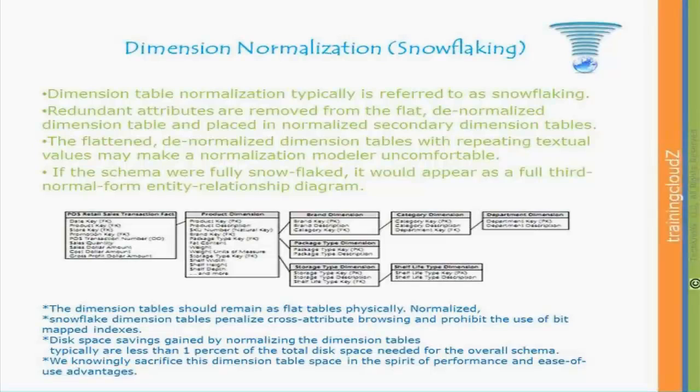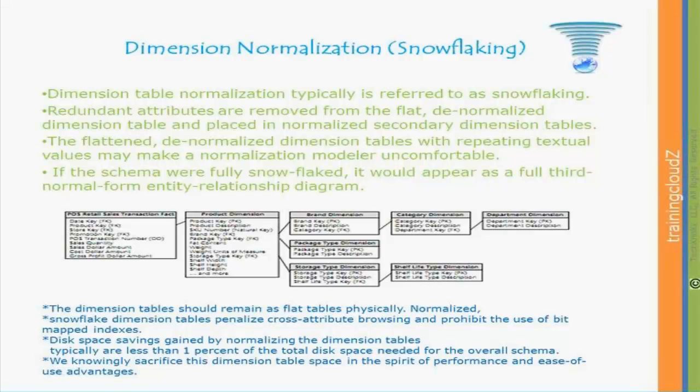You have 2 young children going to college, and they wanted a private area. They wanted to enter separately so that they won't disturb several other factors. So that's the same way we build this snowflaking schema. The dimension table should remain as a flat table physically and normalized. So that is how a dimension table should be.